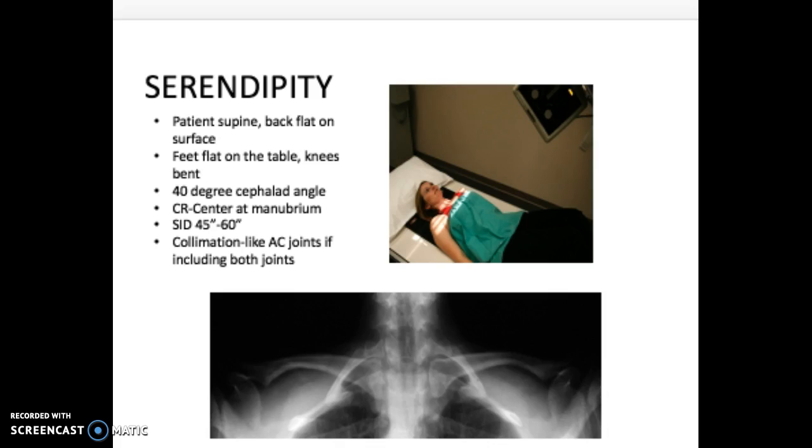But you can see down here on the image how it really sends those SC joints up so you can see through there. Also a really good view of the clavicles. And once again, you can see the apices really well here. So it's similar to the apical lordotic view of the chest, but you're angling the tube and the patient isn't leaning back precariously. So it's a little bit easier for the patient to manage.